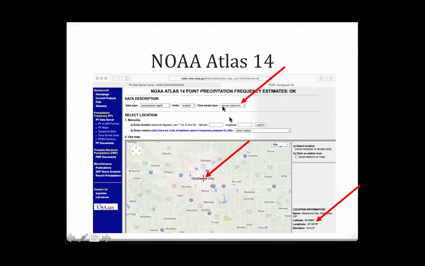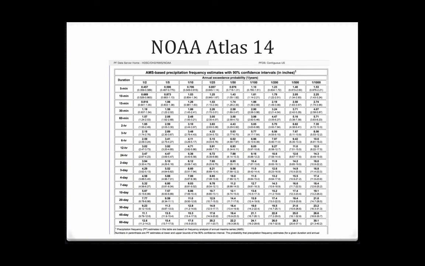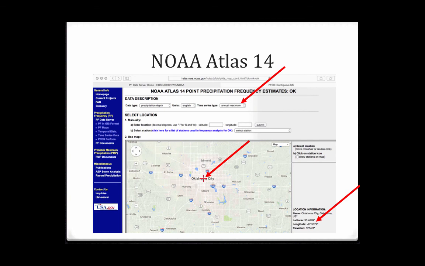You tell it whether you want a partial duration or annual duration series. All I've been talking about in this class is annual duration series. Partial durations are related, but they're a different thing. And then it'll return a latitude and longitude, and then when you have it produce the chart, it produces a chart like this. And moving down a column is increasing time. Moving across the table in a row is decreasing probability.